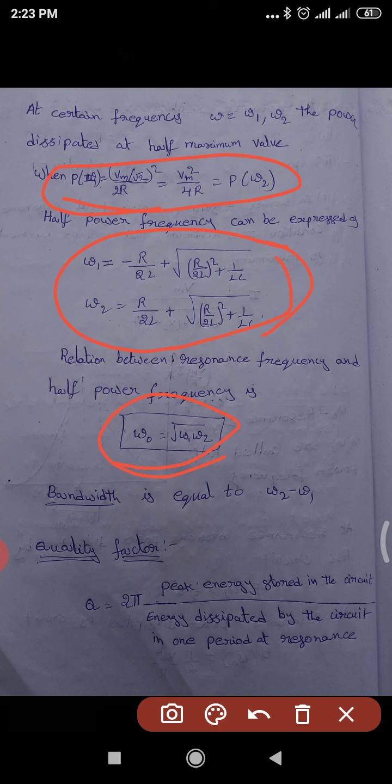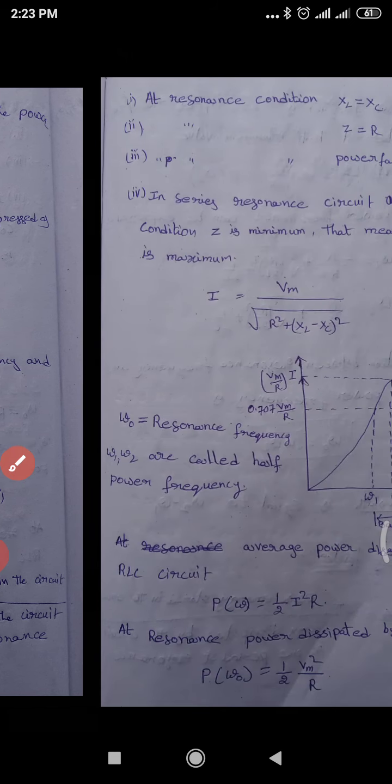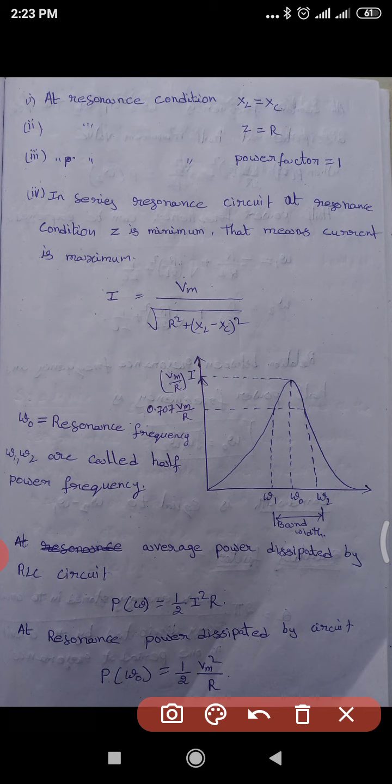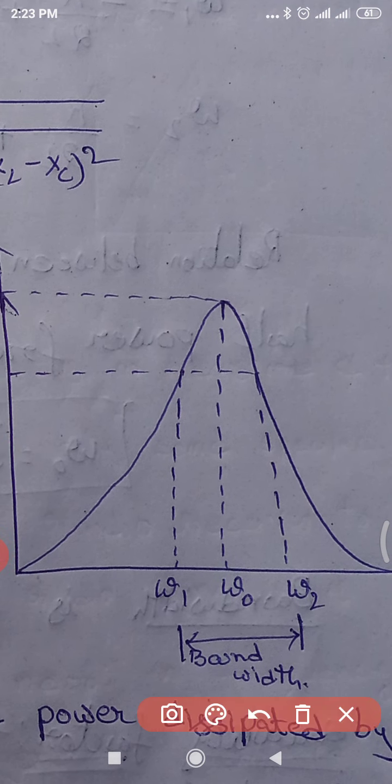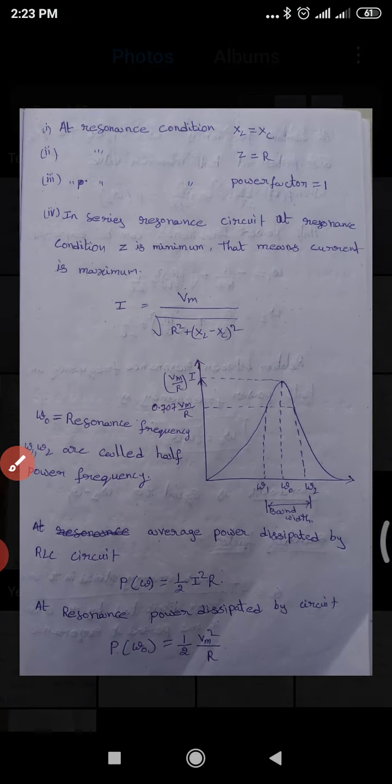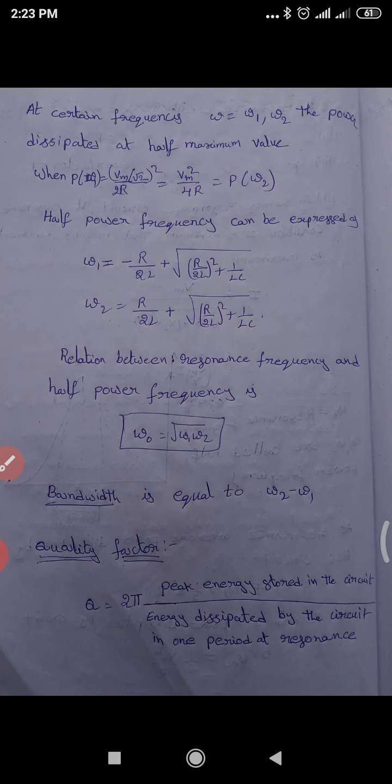And next, what about bandwidth? The bandwidth of this circuit is, if you observe here, this is W1 and this is W2. The difference between W2 minus W1 is called the bandwidth of the system. So mathematically it is expressed as bandwidth B is equal to W2 minus W1.